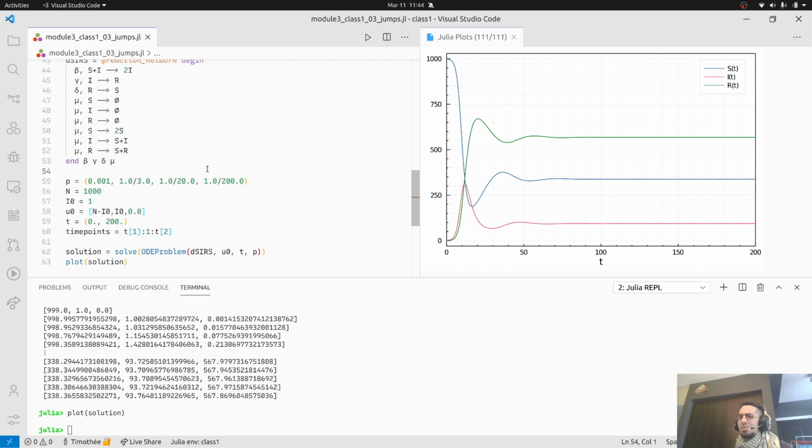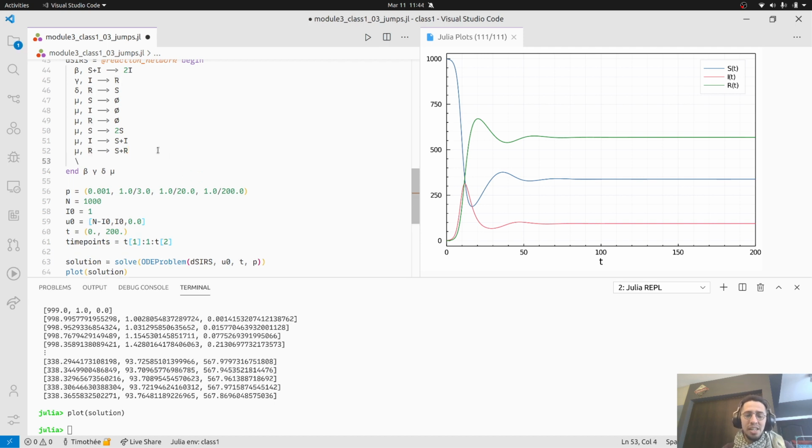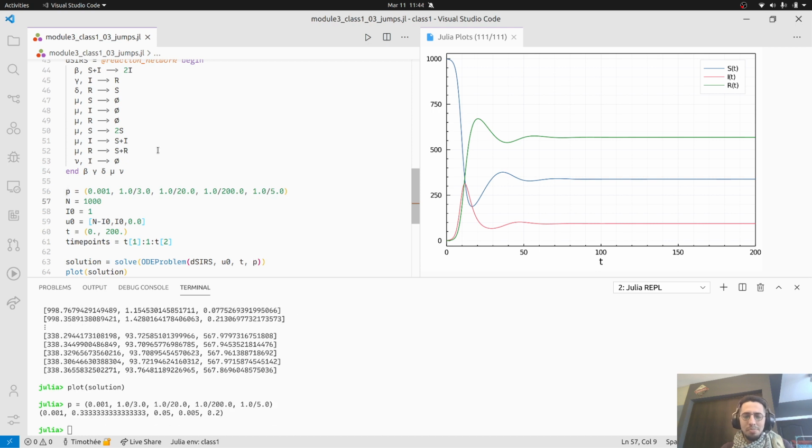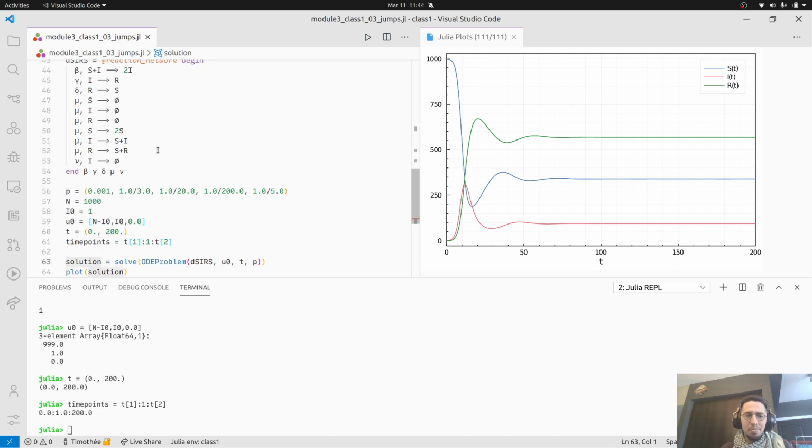The second thing that we may want to add in terms of the demographic impact of the disease is, of course, mortality. To add mortality, we will add a new parameter, which is nu. It's going to be I goes into the empty set. We need to define this parameter, and we can express it as the chance of you not recovering from the disease. So we're going to put that as being slightly larger than the recovery rate. We can redefine the model.